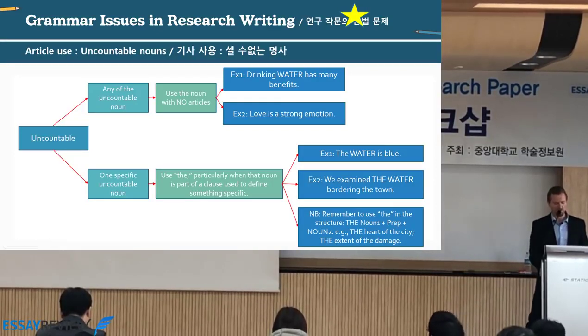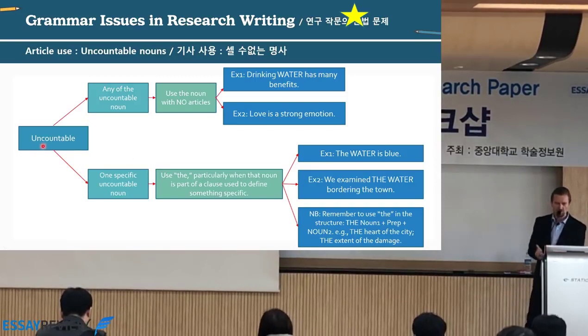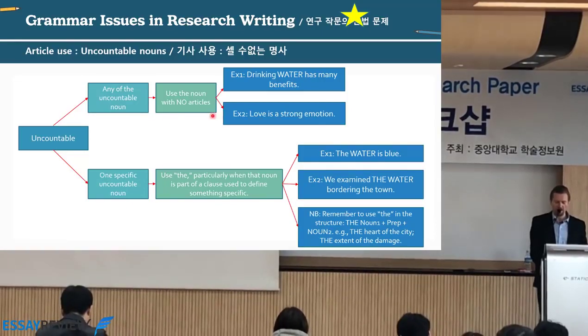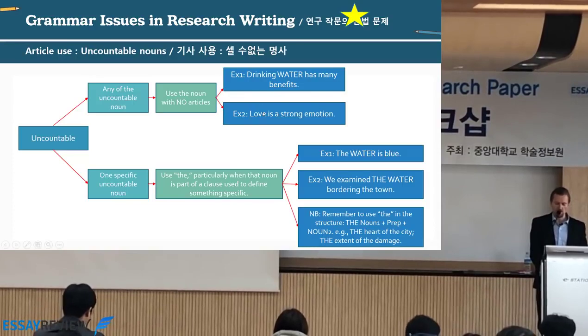Okay, so here are some rules for articles. We have uncountable nouns. These are nouns that cannot be counted, right? You don't say water, 1 water, 2 waters, 3 waters. Just water is not countable. So if you have an uncountable noun, use the noun with no article. For example, drinking water has many benefits. Love is a strong emotion, right? You don't have any article.